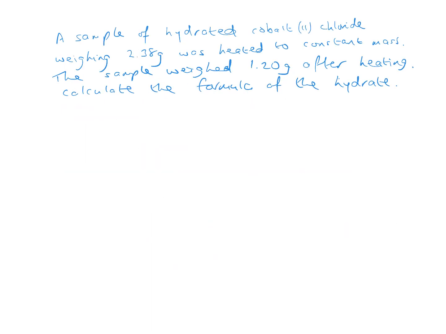Here's another example. So I have to work out the degree of water of crystallization, or the formula of the hydrate. So again, I'm going to sketch out the table, and it's going to be the ratio of the anhydrous cobalt(II) chloride to the water. Now, I haven't been given any details about the crucible here, so I can just use the values in the question. After heating, the sample weighed 1.20 grams. So that's the mass of the anhydrous cobalt(II) chloride.